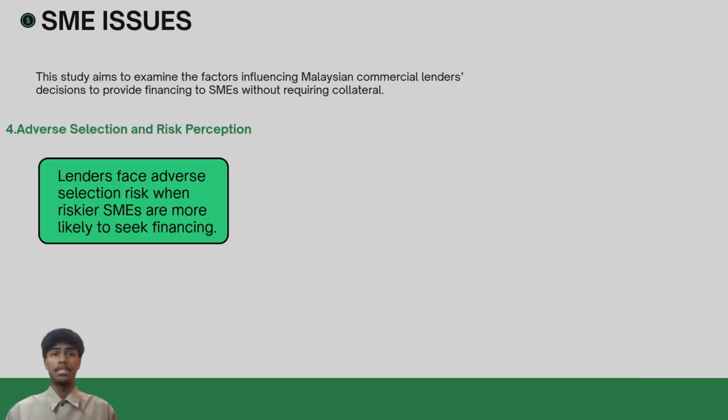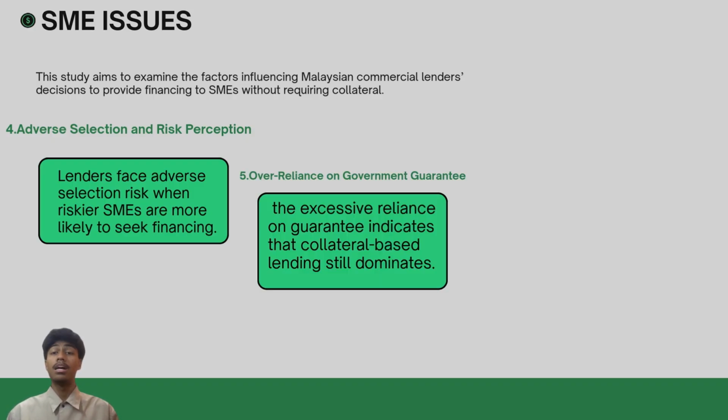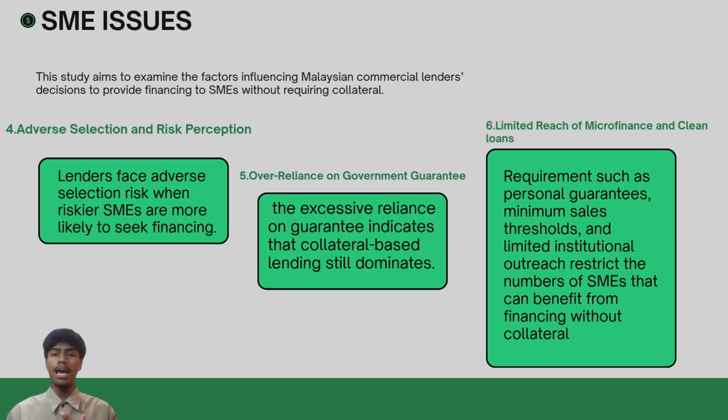The fourth issue of SMEs is adverse selection and risk perception. Lenders face adverse selection risk, where risky SMEs are more likely to seek financing. Number 5 is over-reliance on government guarantees. The excessive reliance on guarantees indicates that collateral-based lending still dominates. Number 6, limited reach of microfinance and clean loans. Requirements such as personal guarantees, minimum sales threshold, and limited institutional outreach restrict the number of SMEs that can benefit from financing without collateral.